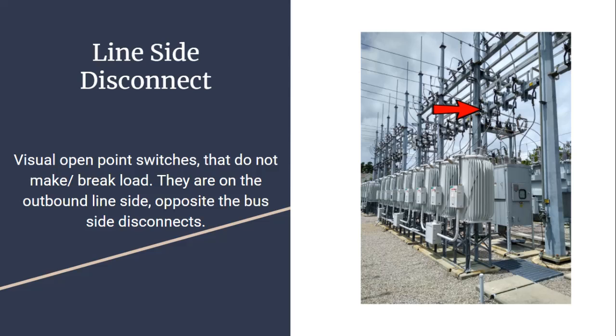Now, what comes after the line side disconnect? Where do I go out? What do we call these lines that are going out of the substation? Feeder lines. There you go. Add feeder lines. All right.